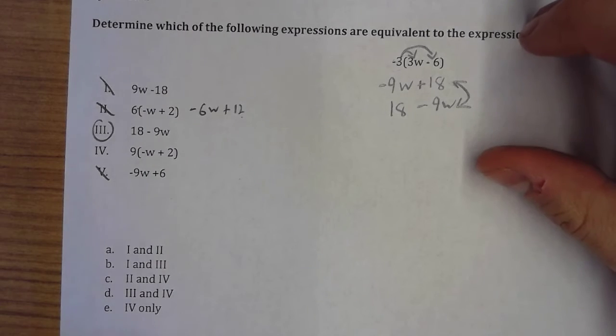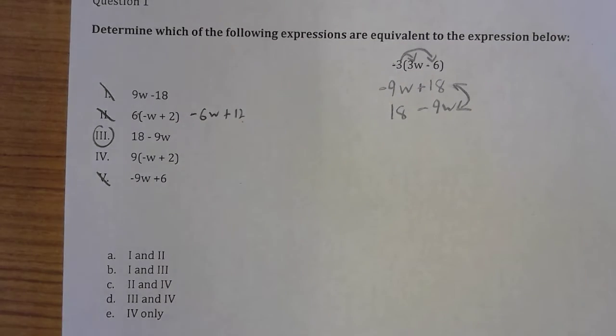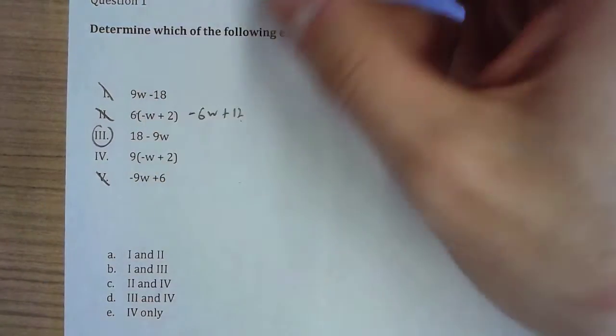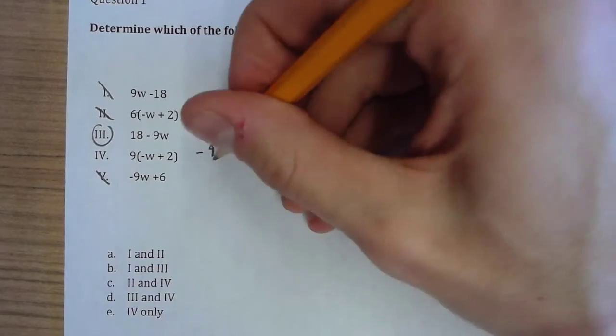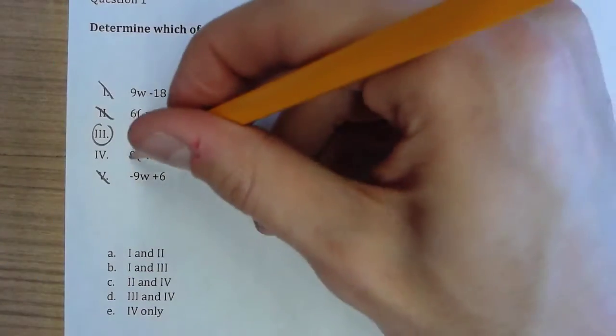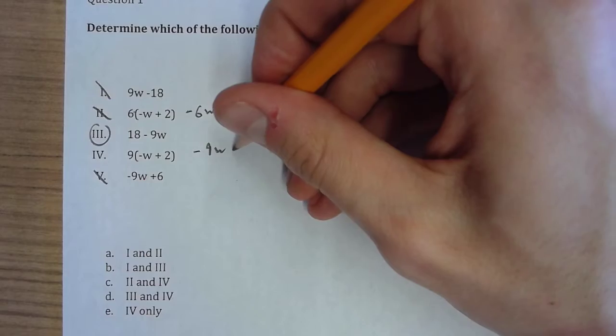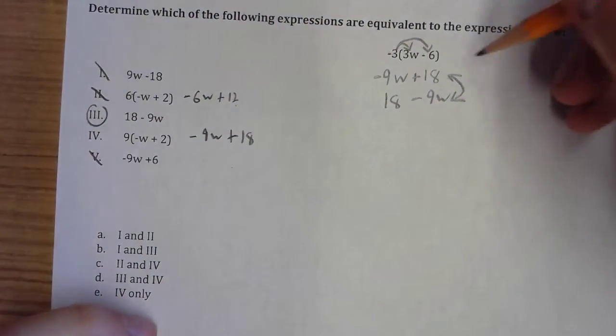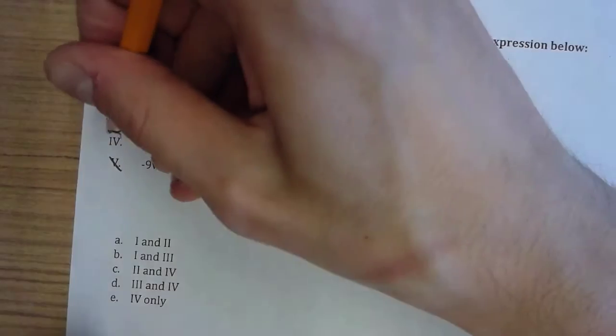There are a couple different ways that we can do it, and I'm going to solve. The easy way would just be to try and solve and then simplify this expression. So we have a 9 times a negative w, so we have negative 9w, pretty easy. 9 times a positive 2 is 18. Great. So right there we can tell that this works.